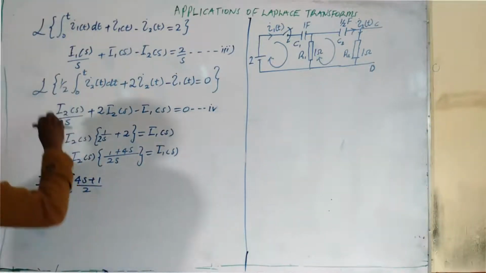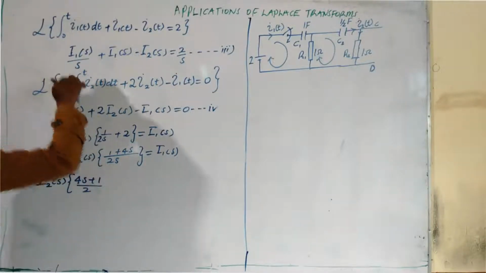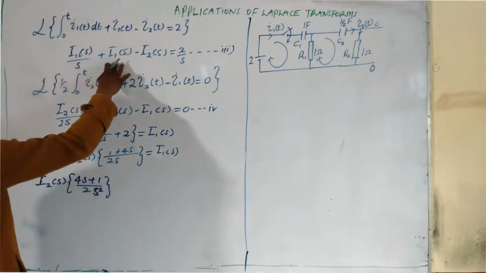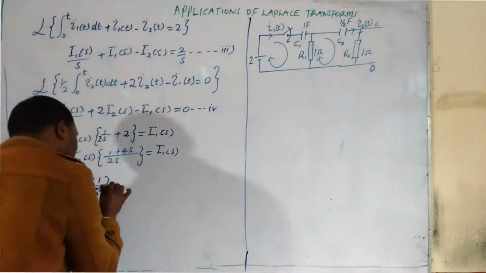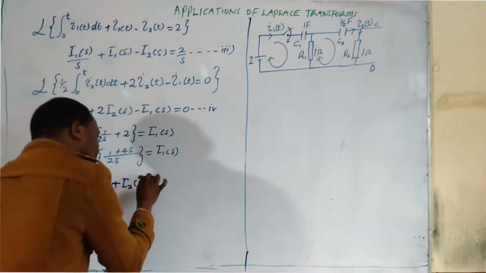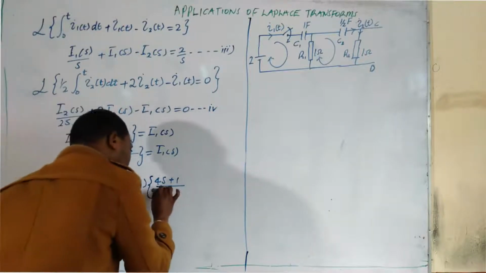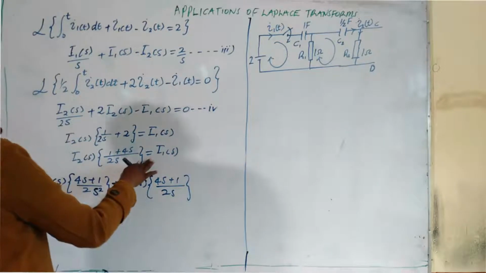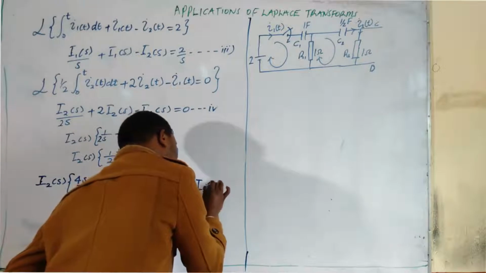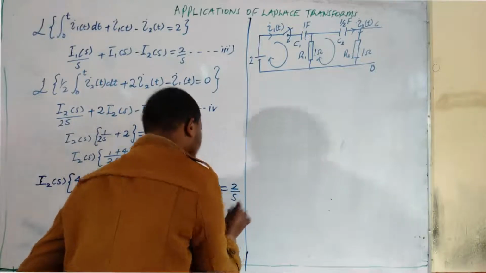But notice, here we have another s. So this 2s times this s will be 2s squared. We are done with that. Plus I1(s) is simply this expression, which is plus I2(s) into bracket 4s plus 1 over 2s, minus I2(s) here is equal to 2 over s.